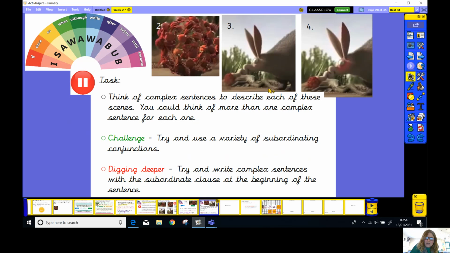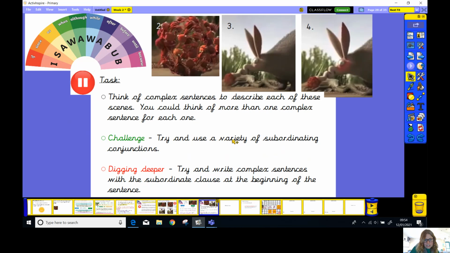Then think in this scene, who is the subject and what is happening? What's the verb? It could be the anteater, sucking, or the ball, blocking. Here again, look what's happening to the subject, the anteater. He's turning red. He's been starved of oxygen. He's just about to faint, isn't he? So think of as many sentences as you can for each of these three scenes.